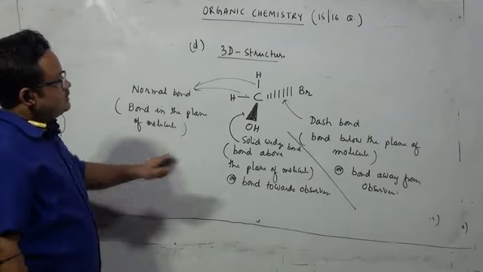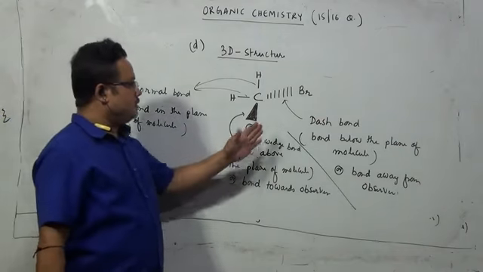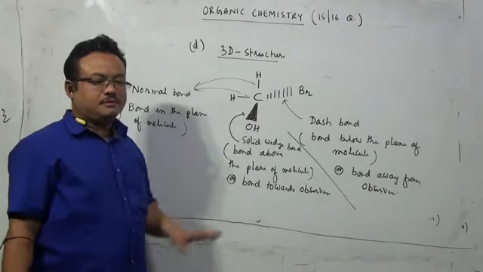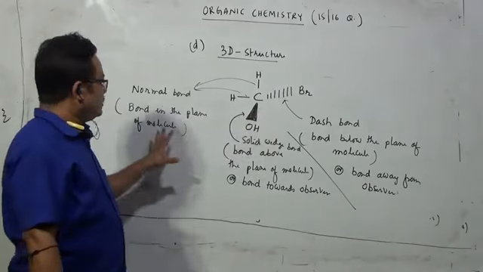Okay, now the size is the 3-dimensional structure of the molecule. A dash bond is below the plane of the molecule, a solid wedge bond is out of the plane of the molecule, and a normal bond is in the plane of the molecule.